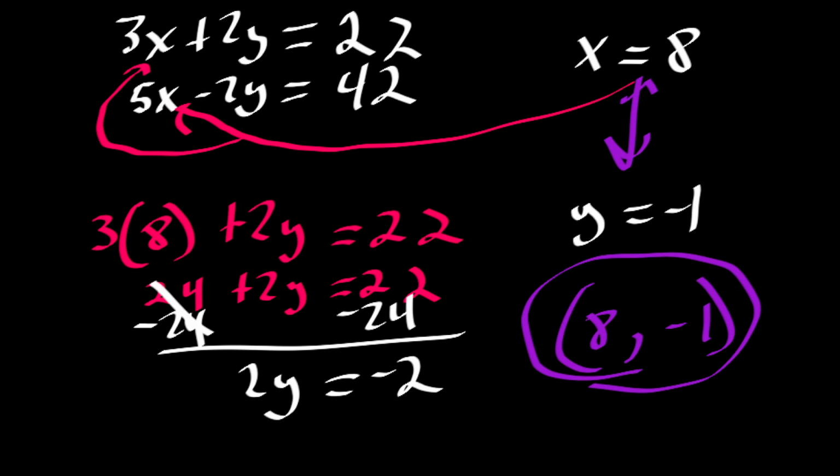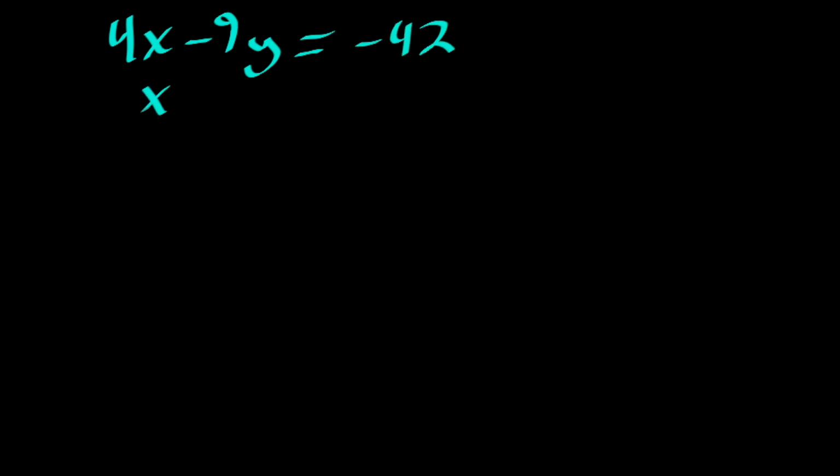All right, so now let's look at another option, because those two honestly were more straightforward and more basic. This is where things start to get a little tricky, but I'll show you two more to help you out with the tricks that you'll see. So 4x minus 9y equals negative 42. Let's say we have x plus 5y equals 4.